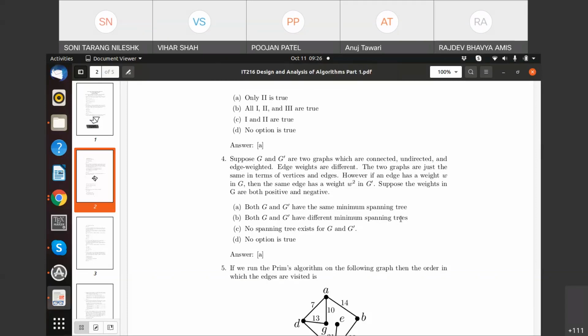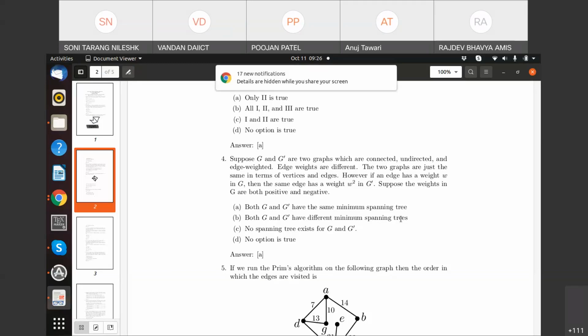Sir, if we have negative edge weights, then the minimum spanning tree will be different in both. But if we only have positive edge weights, then the minimum spanning tree will be the same in both G and G dash. So in this case it is dependent. Sometimes they have the same spanning tree, and sometimes a different one. That is also a good point.